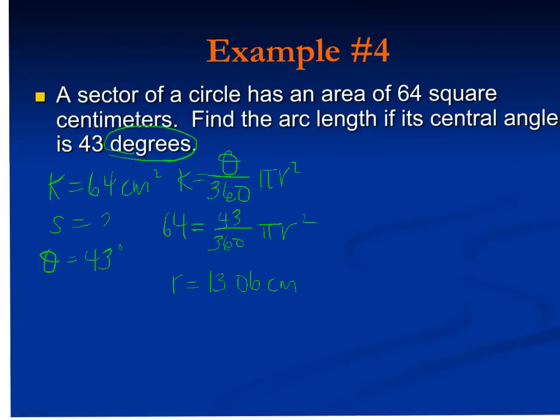We were asked for the arc length, so this is really a two-step problem. We couldn't get to arc length in one swipe. But now we know that the arc length, and again we're in degrees, so we can only use those formulas, is theta over 360, 2 pi r. Now we have enough to solve that, so we can say the arc length equals 43 over 360, 2 pi, and we know our r is 13.06. And again, on your calculator, you'll come out to an arc length of 9.80 centimeters.